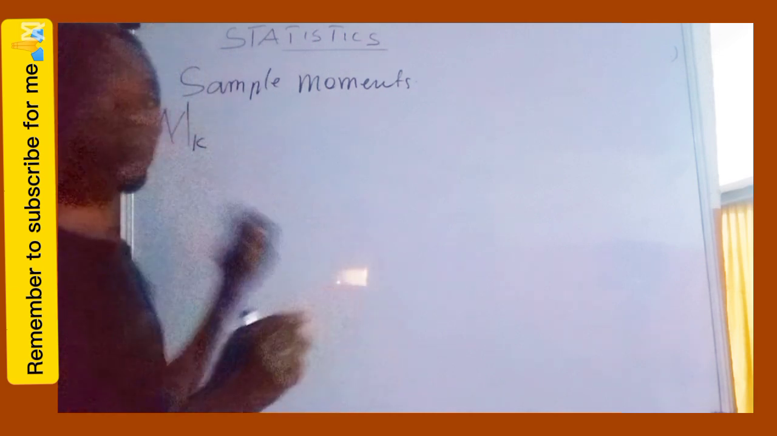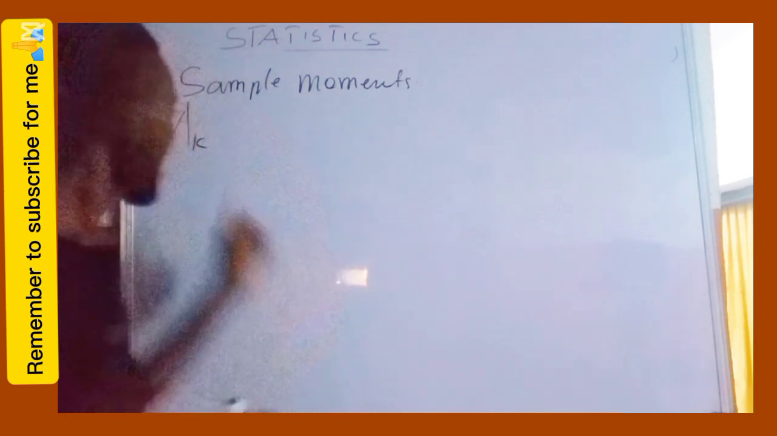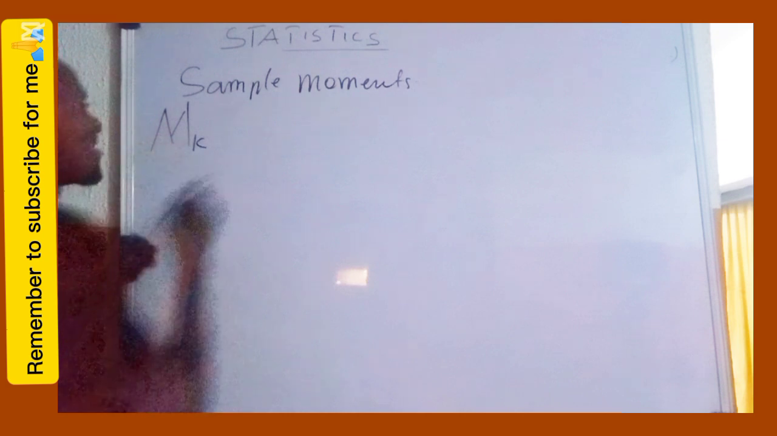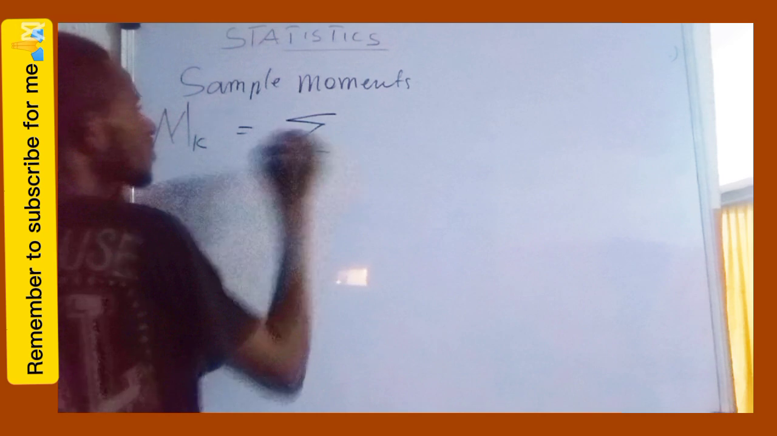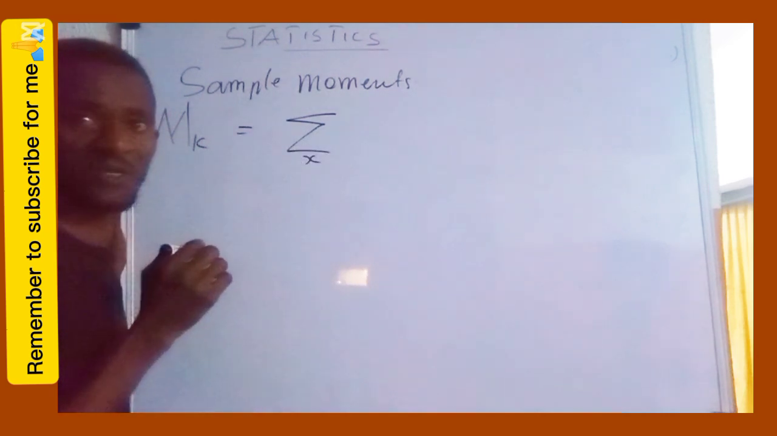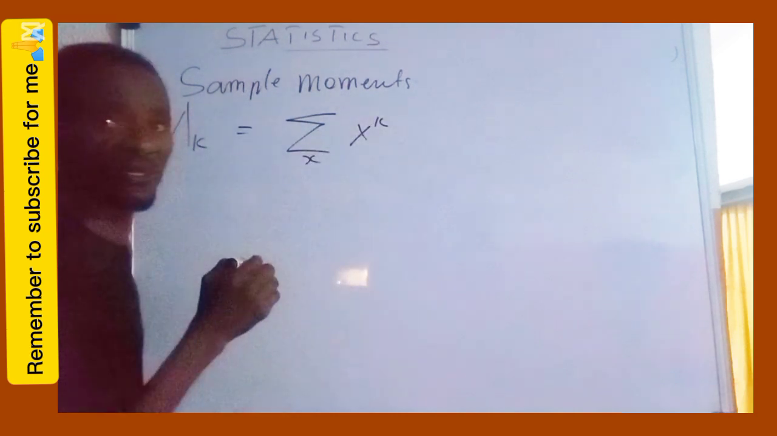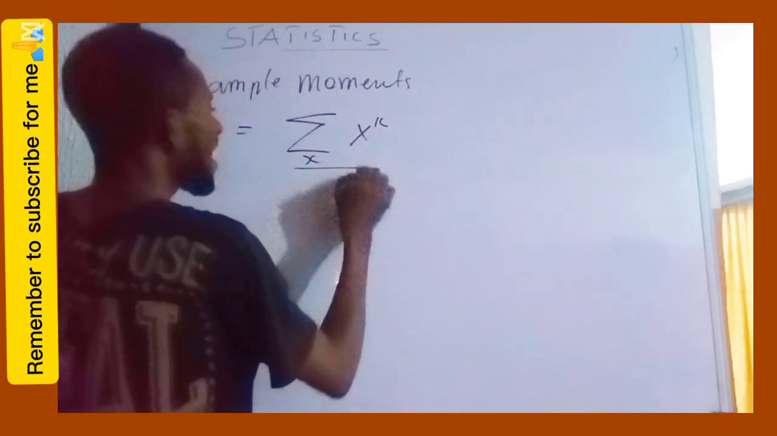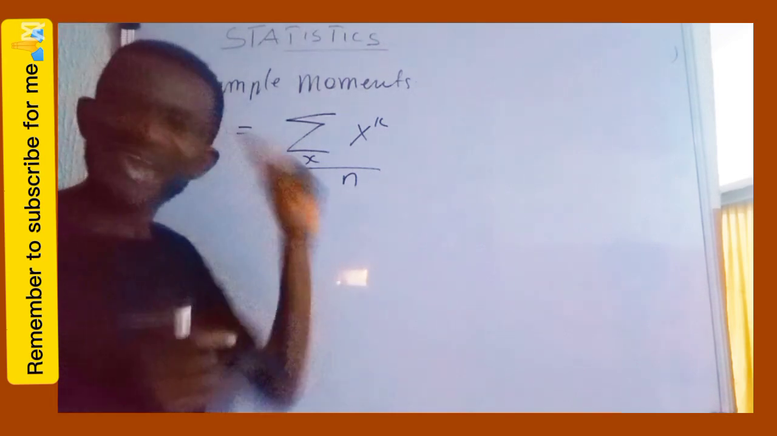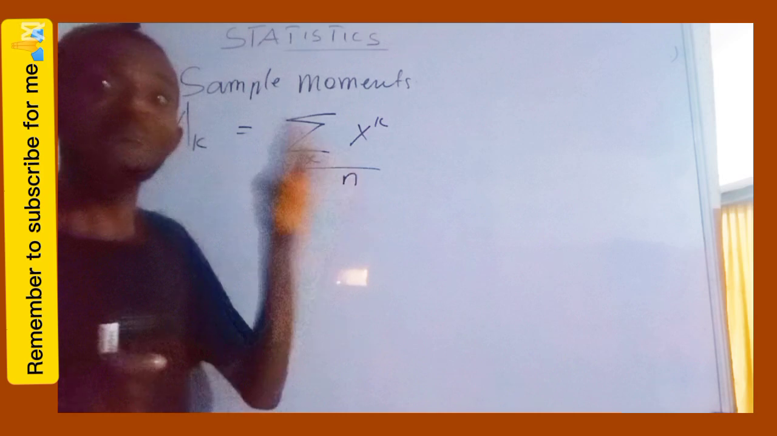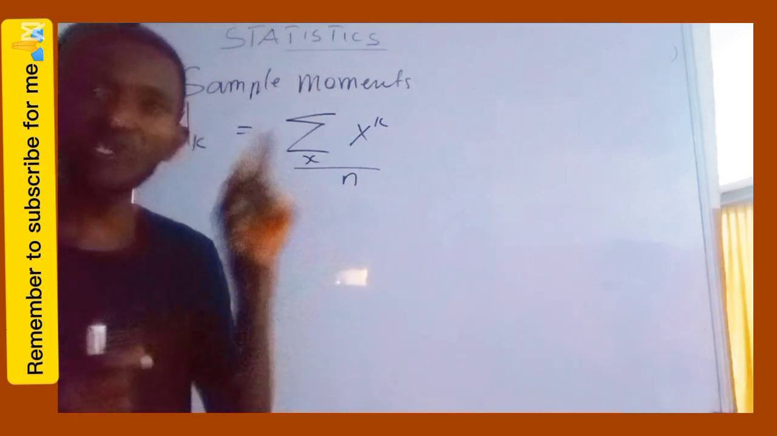First, we are discussing the sample moment about the origin, 0. If I write m subscript k, it is now going to be expressed as the sum over the range of x, of x raised to power k, all over n. This is what we call the kth sample moment about 0 or about the origin.